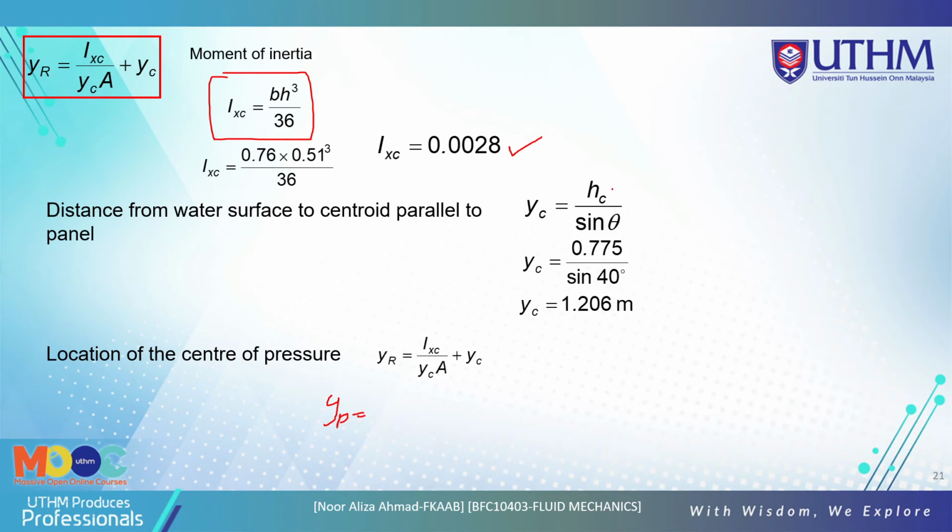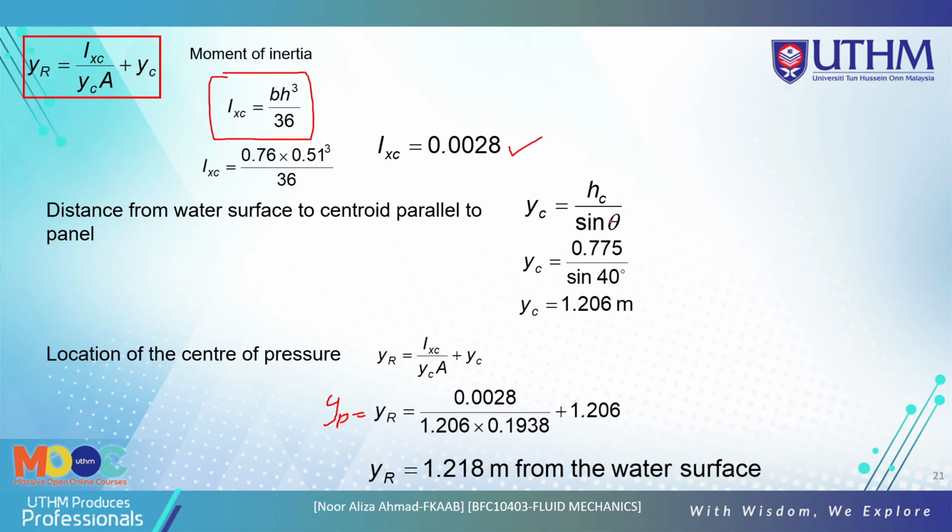And put in the YC. So you must know the sine theta here and you get 1.206. Put all the values into this equation, so you get the location of the center of pressure from the water surface. So you get the YP or YR is 1.218 meter from the water surface.